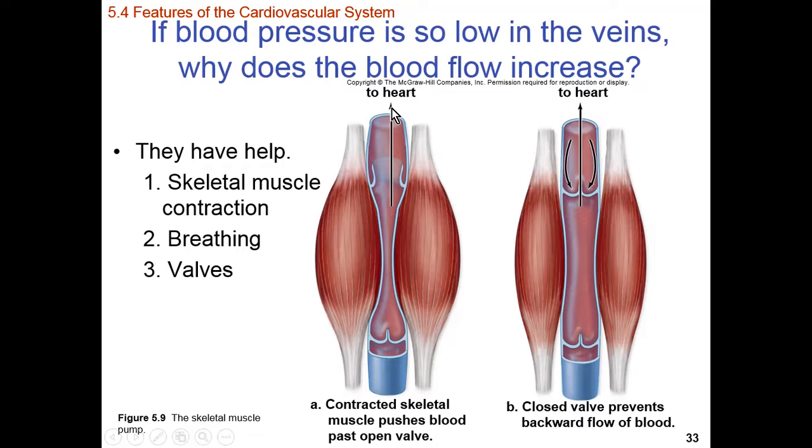When I contract skeletal muscle tissues, those muscles bulge against the veins and force blood through the one-directional valves towards the heart. Something else that can help us move blood through our veins is breathing. When you inhale, you have very low pressure in your thoracic cavity. And that low pressure causes air to rush into your thoracic cavity, and it also causes blood to rush into your thoracic cavity. So when you take a deep breath, in addition to pulling air into your chest, you're also pulling blood into your chest.